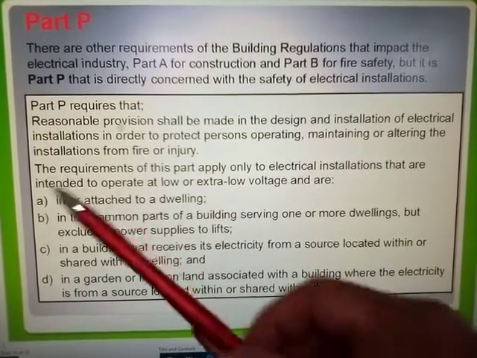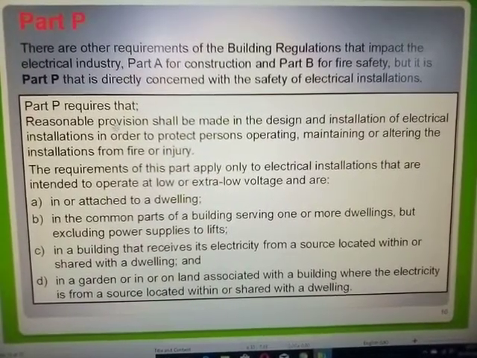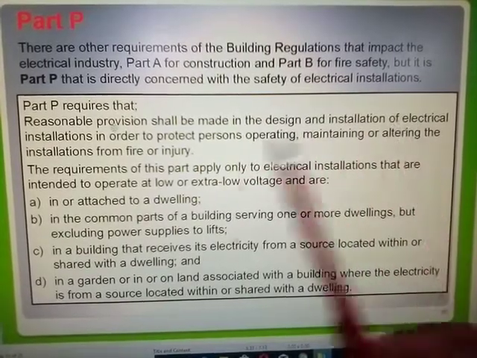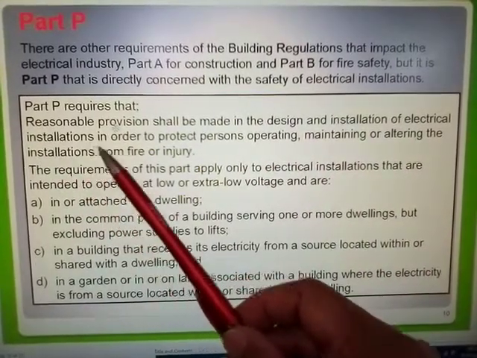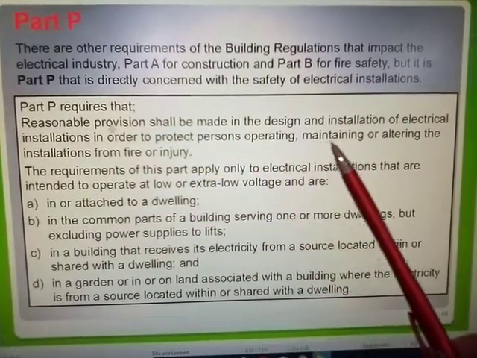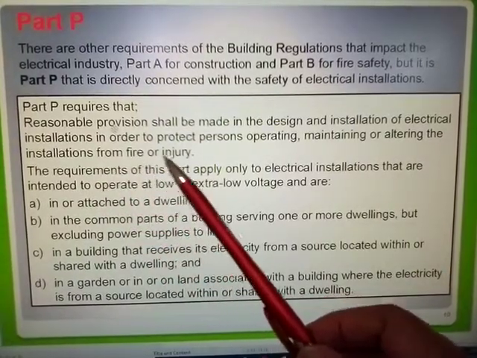Part P requires that reasonable provisions shall be made in the design and installation of electrical installations in order to protect persons operating, maintaining or altering the installations from fire or injury.